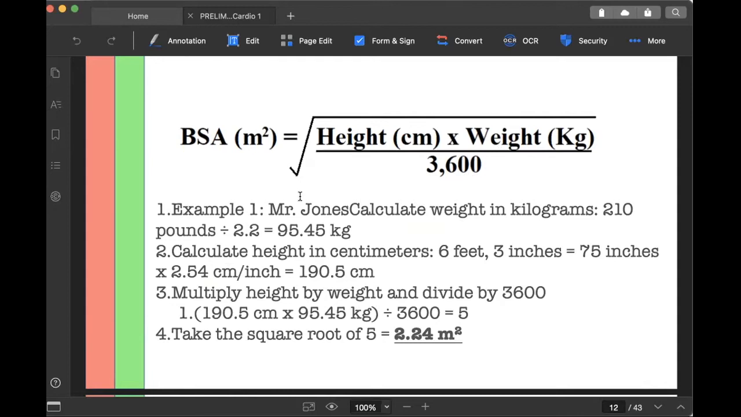3,600. So for the example in here, just put in all the given numbers, multiply height by weight, and divide by 3,600. The answer will become 5. Take the square root of 5, which will be 2.24 square meters. So this is another computation.